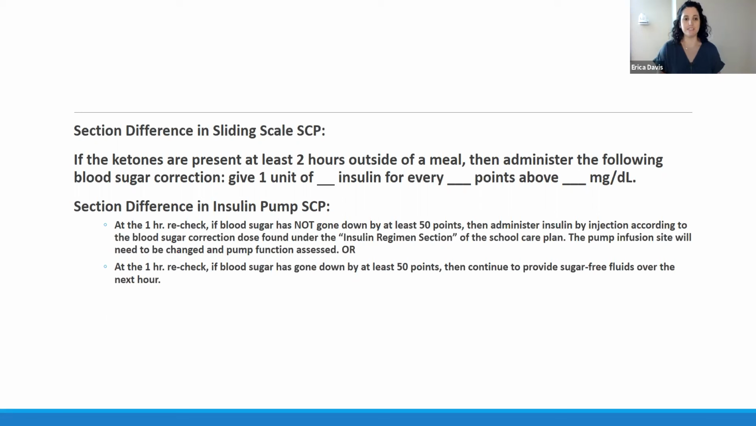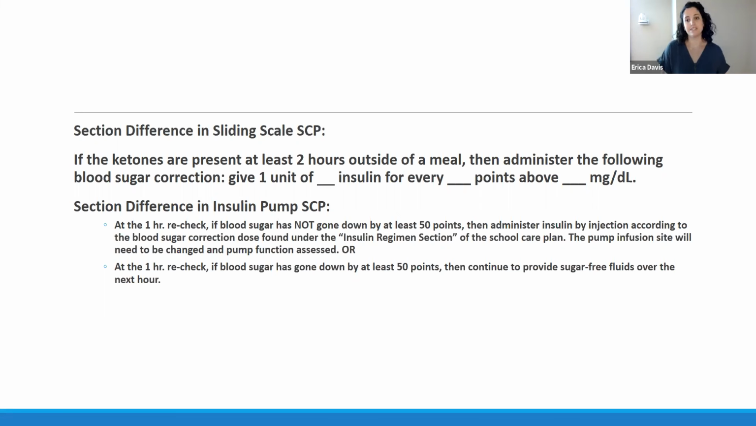But if you don't notice anything different, we just have that high blood sugar, those ketones, we want to check and see if the insulin pump is working. The way we do that is we give that correction that the school care plan is calling for. And even though we'll see later on, the recheck normally is 2 hours after that correction, on the pump, we want to recheck at 1 hour.